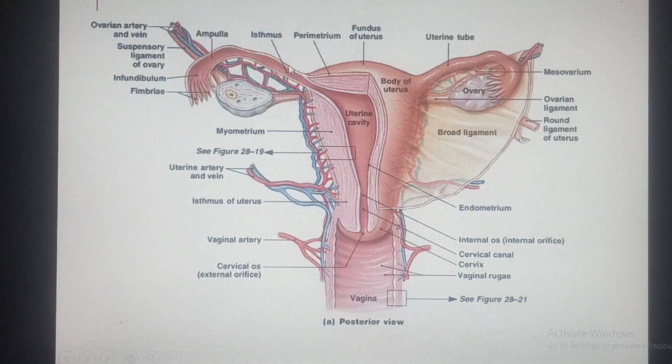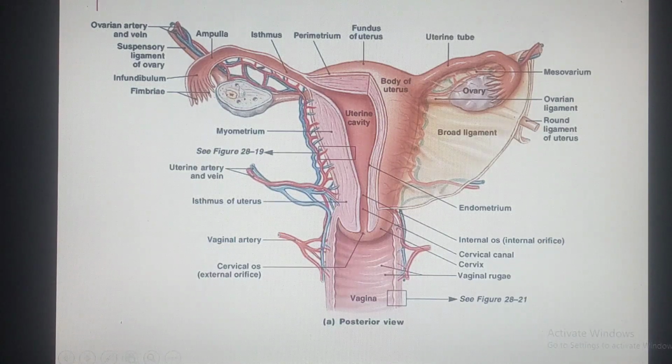But with respect to nerve supply, the ovary is going to have autonomic innervation, coming from the autonomic nervous system. Therefore we are going to have sympathetic fibers and parasympathetic fibers. Those coming from the sympathetic fibers are coming from what we call the ovarian plexus. So the ovarian plexus, which is actually coming from the renal plexus, will give the ovaries sympathetic innervation.